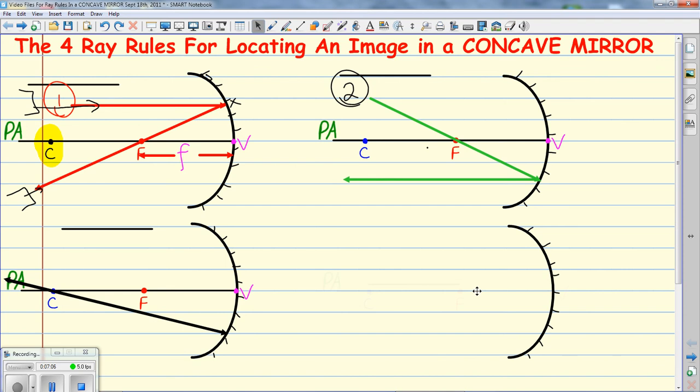The fourth rule is our principal axis. Just label it PA. It's got the vertex point. It's got the focal point. And it has the center point. The fourth rule is a little more complicated, and by the way, you only need to use 2 of the 3 rules. All you're going to need to locate an image is an intersection point. And to get an intersection point, you need a minimum of 2 lines crossing. More on that on another tutorial about locating the image in a concave mirror. For this tutorial, it's simply showing you how to draw the rays of light for the rules.